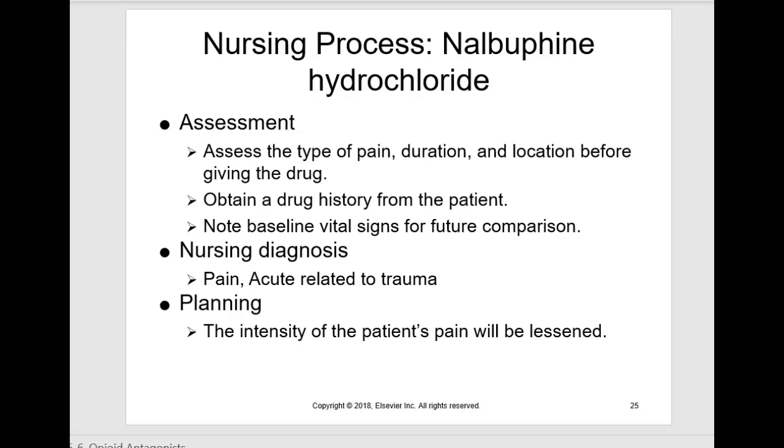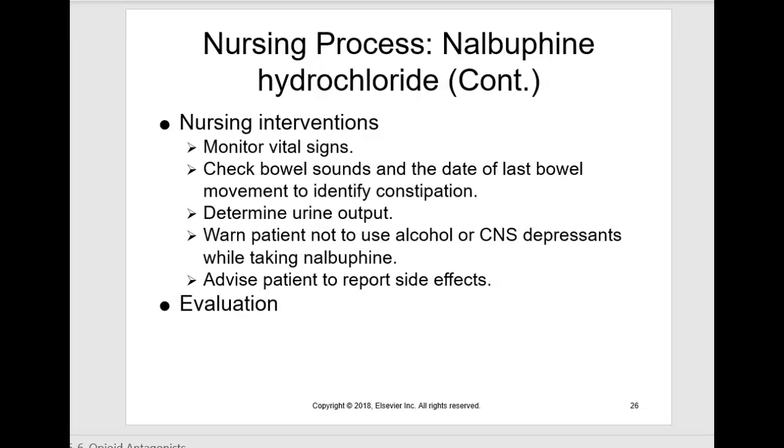Prior to administering the drug, we'd want to get a baseline set of vitals for future comparison. The goal is that the patient will experience pain relief. After administering the medication, we want to monitor vital signs and the patient's rating of pain. Monitor bowel movements and urine output. Check bowel sounds and the date of last bowel movement to identify constipation. We're worried about decreased peristalsis that can cause constipation, and if that occurs, a mild laxative may be necessary. And we want to monitor urine output. Report if urine output is less than 30 milliliters per hour or less than 600 milliliters per day.